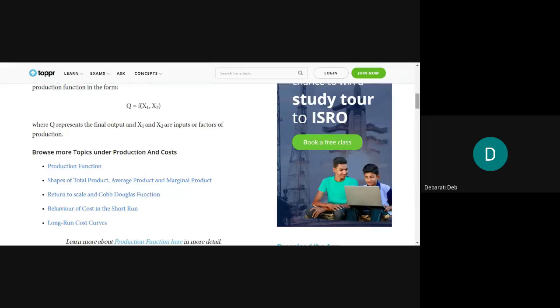x1 and x2 are the inputs that you're putting into the process of production, that you are including in the entire production process. They are also known as factors of production. Okay, and what is Q? Q is the final product. So when you are writing this equation, isn't it a relationship between the inputs and the output? It is. It is a relationship between the inputs and the outputs. So this entire thing is nothing but your production function.